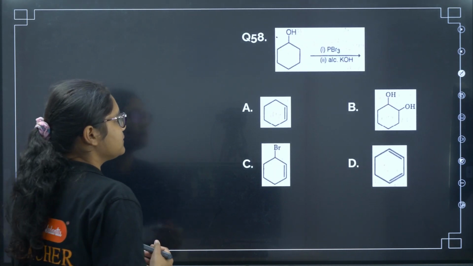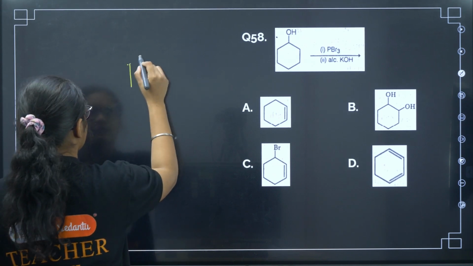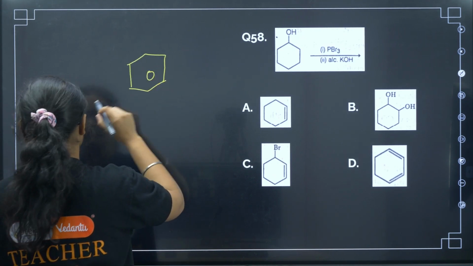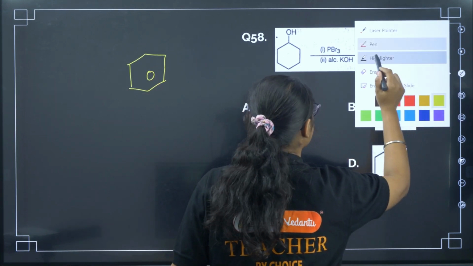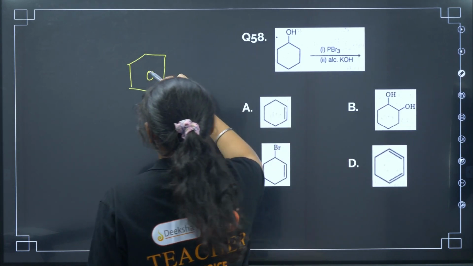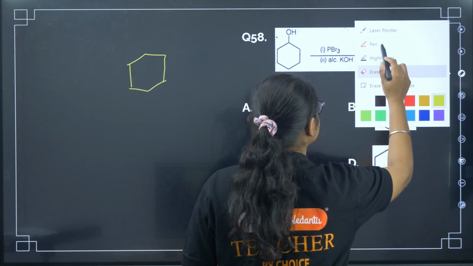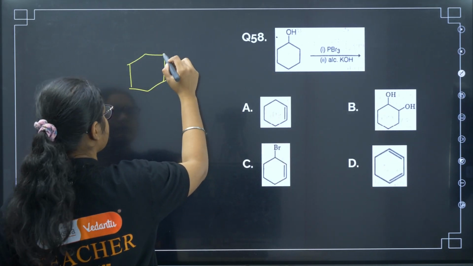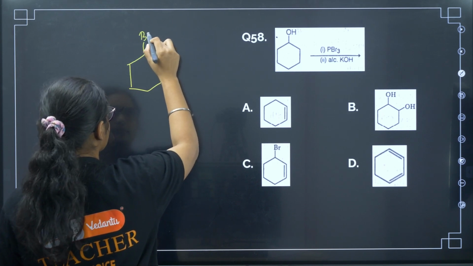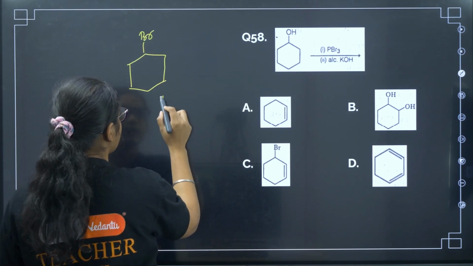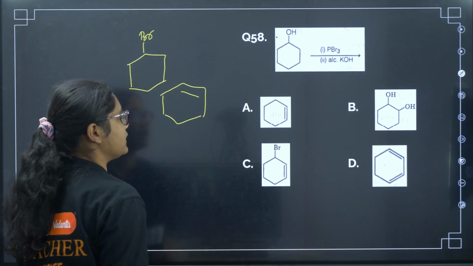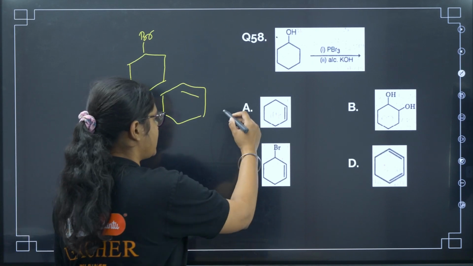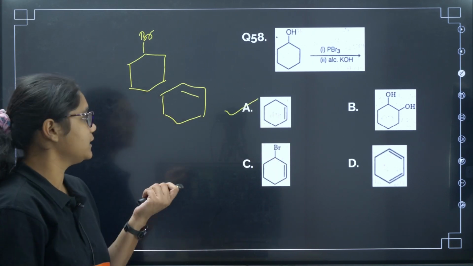Next, OH, PBr3, alcoholic KOH. When you treat OH with PBr3, so this is not benzene, sorry, it is cyclohexane. Okay, so we don't need to draw this one. Now OH with PBr3 will give us what? Br, right? Now if you do alcoholic KOH, it will do elimination and we will get a double bond here. So the correct answer for this question is option number A.